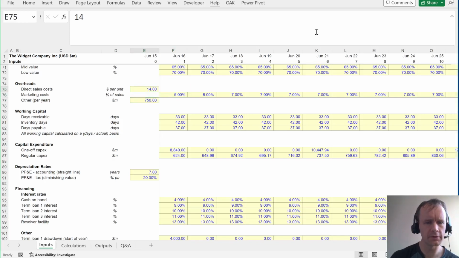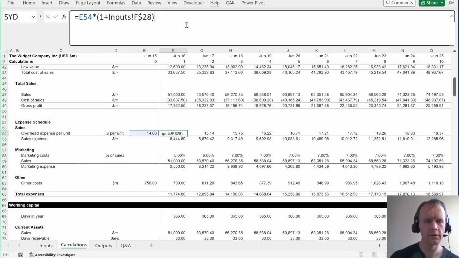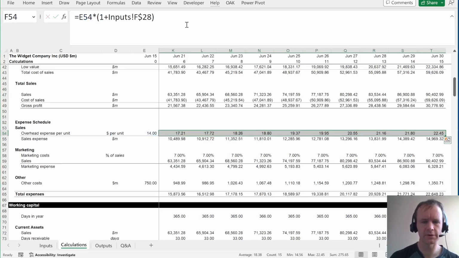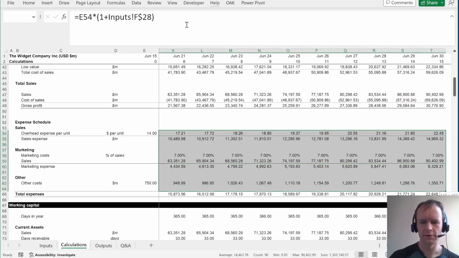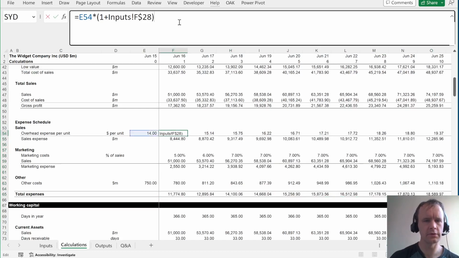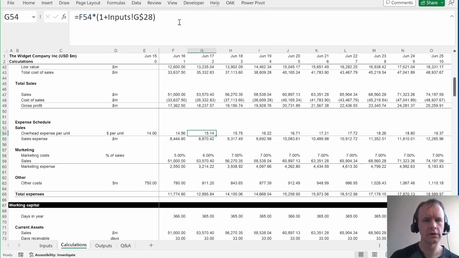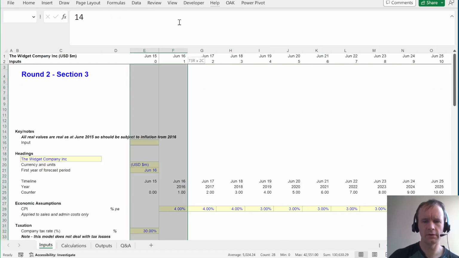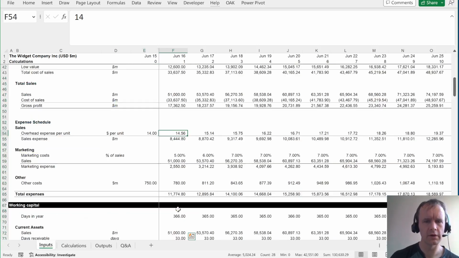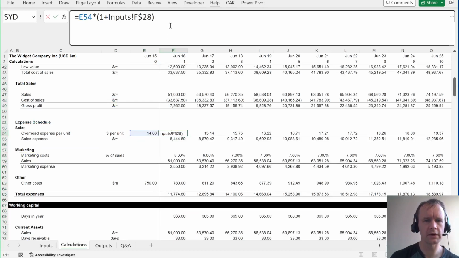And that presumably is inflating with something. Inputs F28. So again, first thing I'm just going to check if there's changing formulas as we go across in any of these, and there are not. So that's one issue ruled out. Inputs F28. What's that? That's the CPI. Fine. And pointing at F, which is the right column, so that's good.